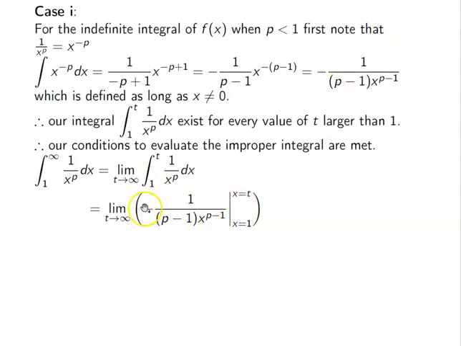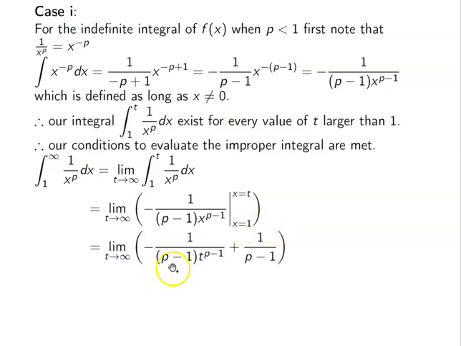So I have my negative 1 over p minus 1 times x to the p minus 1 in the denominator. My x value starts at t and it ends at 1 as far as this calculation is met for the fundamental theorem of calculus, right? We do the higher bound first minus the lower bound. And so it's going to look like this. Okay, when I plug in t here, I still have my negative 1 over p minus 1. The bottom is now t to the p minus 1.